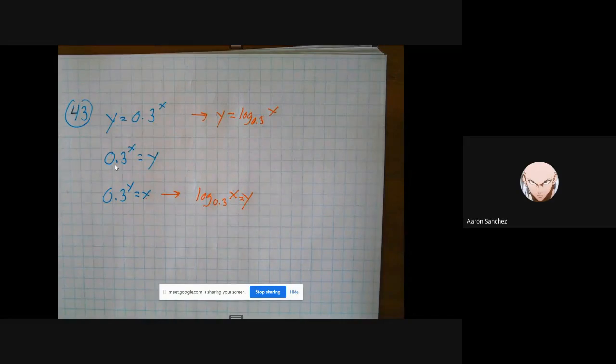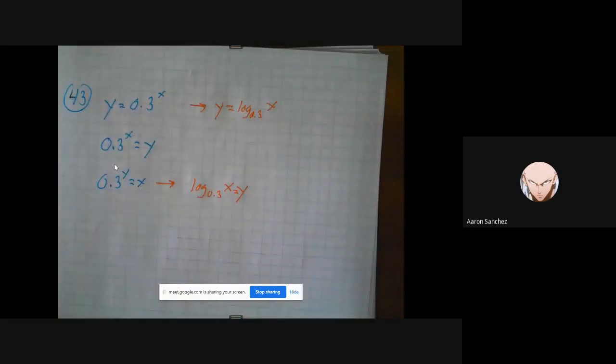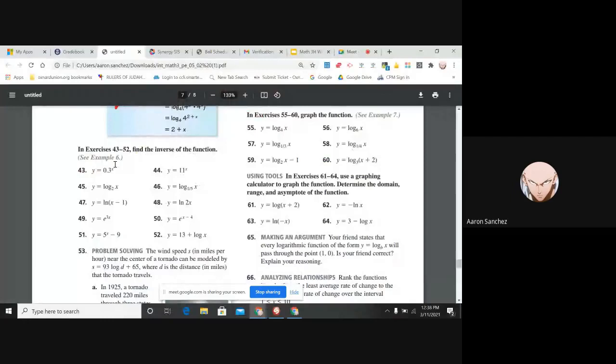Are there any questions on that? So we did what we did before. The inverse, you just switch the x and the y and solve for y. The way we solve for y is you use log form. To do the inverse, we switch the x and the y, and then to solve for y, we put it in log form. That's that. Okay, that was 43.